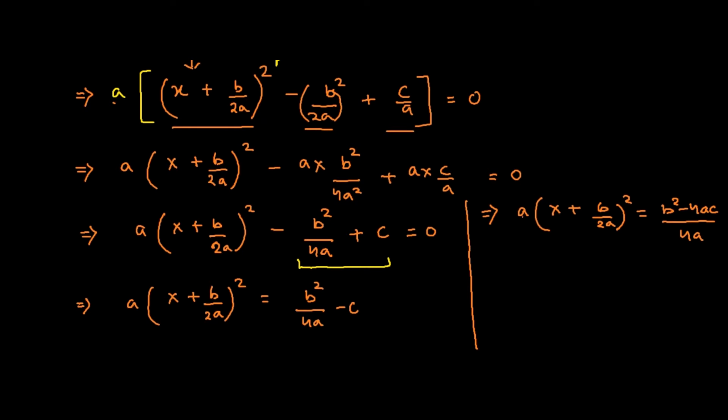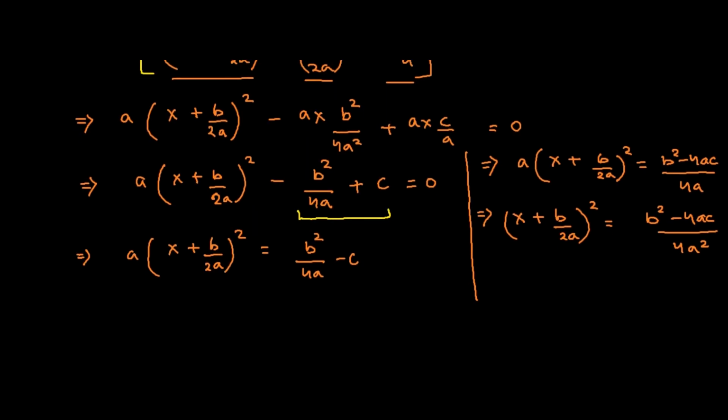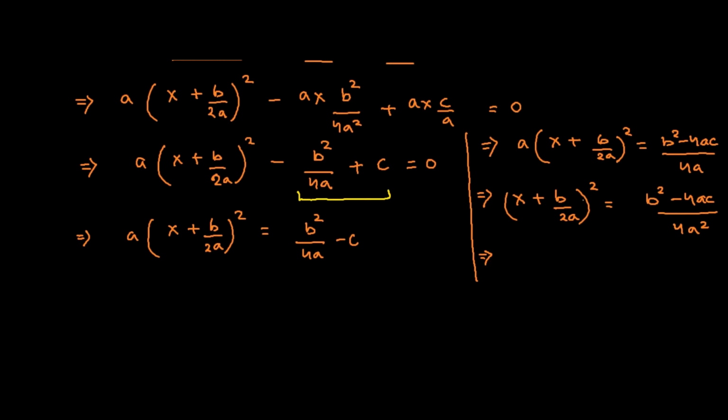Now if I take this a to the other side, what do you obtain? You end up getting (x plus b over 2a) whole square equals (b square minus 4ac) whole divided by 4a square. Now if I take the square to the other side, you can write it as x plus b over 2a equals plus and minus square root of (b square minus 4ac) whole divided by 4a square. So the complete term is inside the square root.